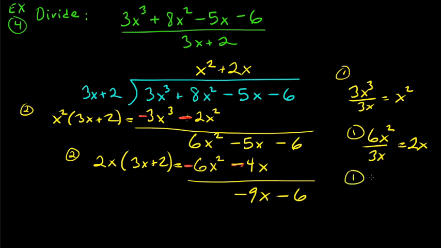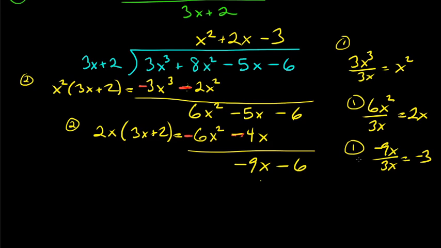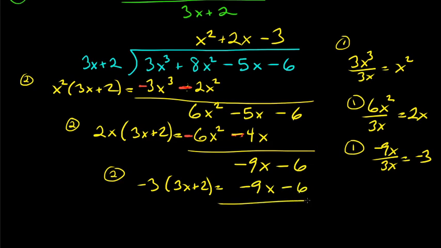Round 3, we divide the negative 9x by the 3x. And now we just get negative 3. Okay, so far? I'll leave that. So step 2 is to multiply negative 3 times 3x plus 2. So you get negative 9x minus 6. Flip the signs, right? They're both negative. Change them to positive.